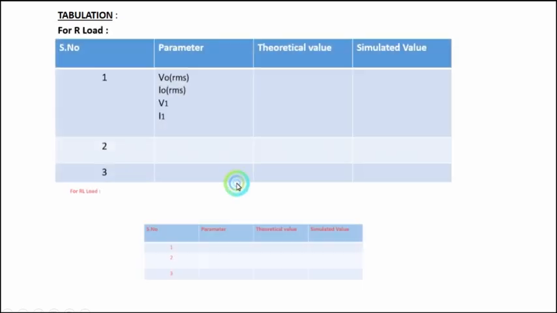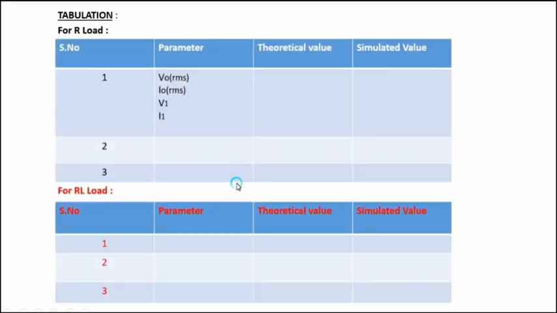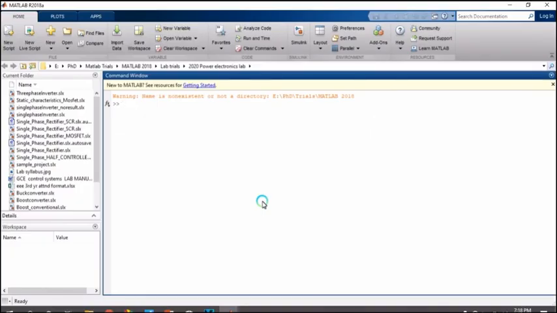This is the tabulation chart for R and RL load. Different parameters shall be measured and these parameter values shall be compared with the simulated value. Now let's see the MATLAB simulation.